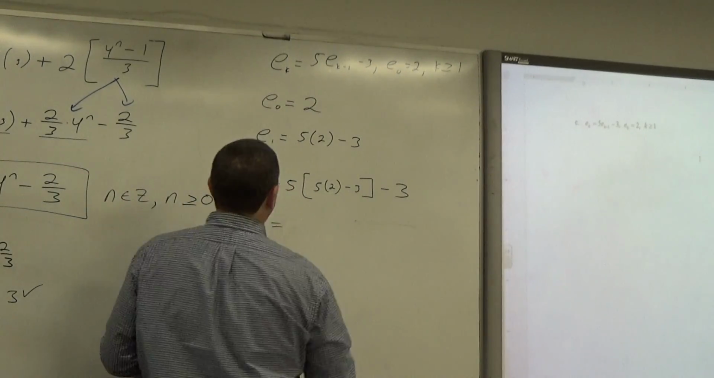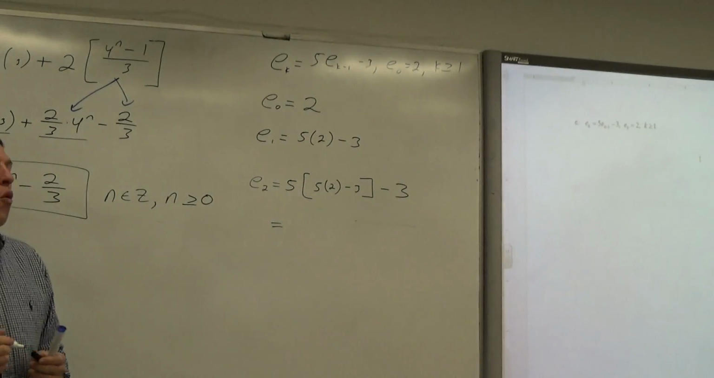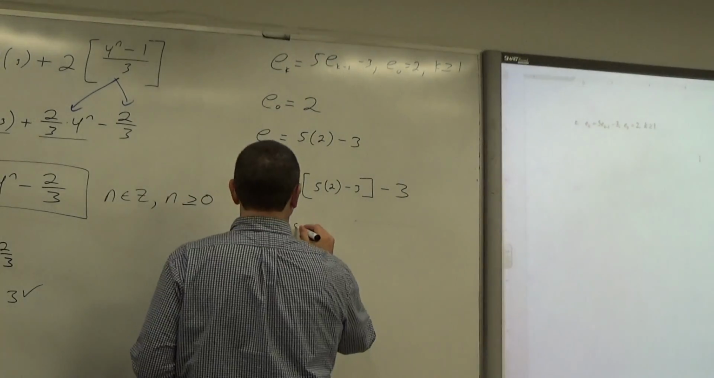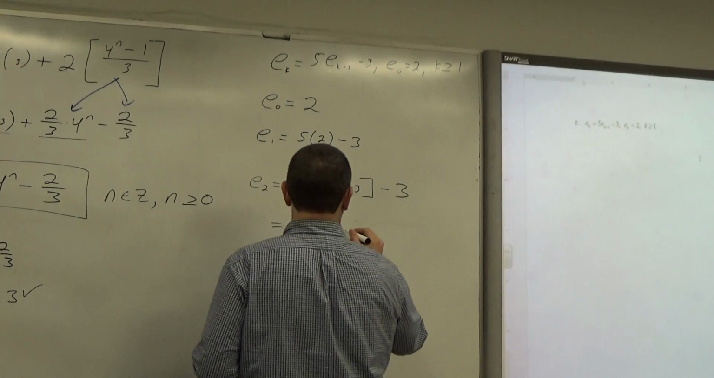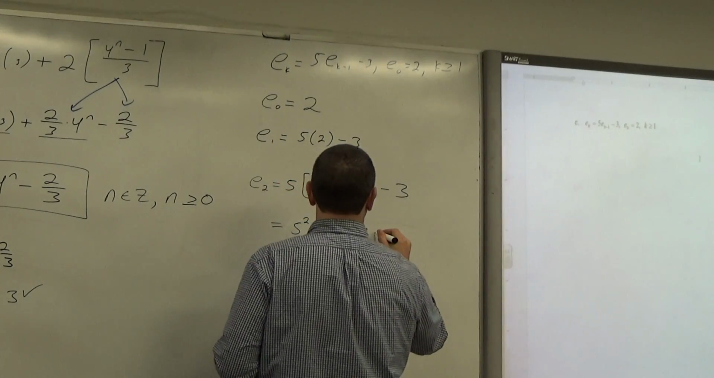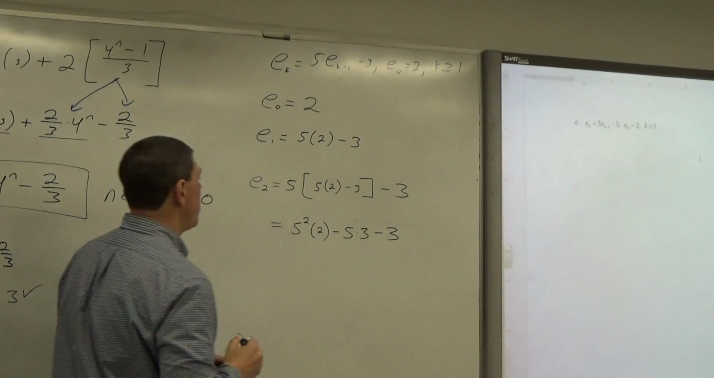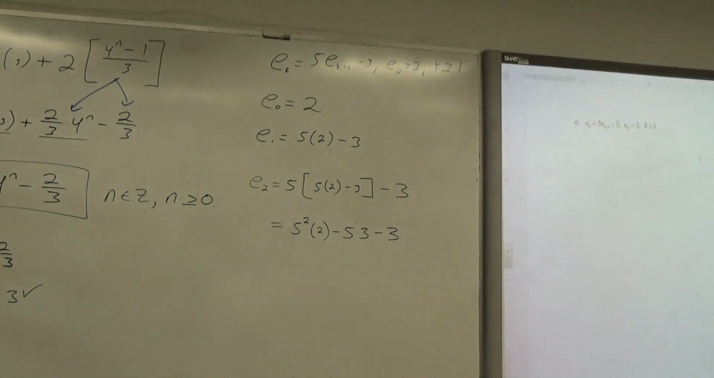I always suggest to people keep it in the exponential form. So let's write this as 5 squared times 2 minus 5 times 3 minus 3. And I believe that form is going to be much more useful with the formulas. Let's write the next 2 or 3 iterations, because I bet after 2 or 3 of these, you guys are all going to see the pattern.